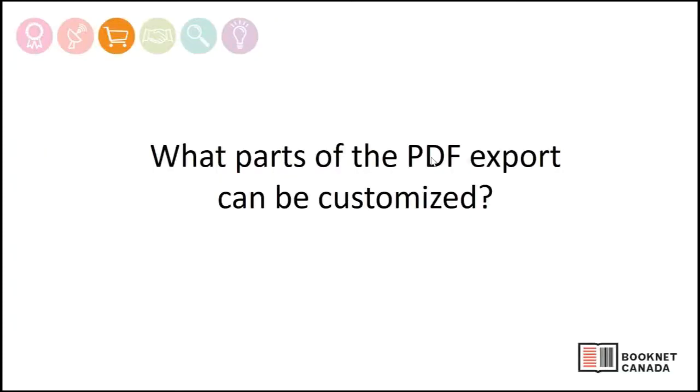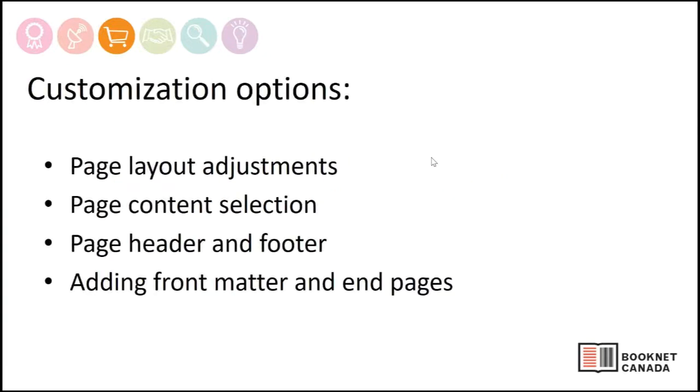So what parts of the PDF export can be customized? We have lots of customization options. We've added the ability to change the layout, so you can make some layout adjustments, how many rows or columns are on a page. You can change the content, and just about every single element can be turned on or off on these PDFs. So if you are doing stuff for export, you can turn off the Canadian contributor flag. We'll look at all of the pieces of that and how you can turn those on and off.